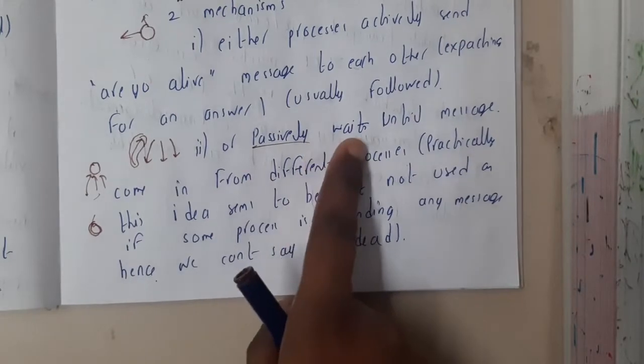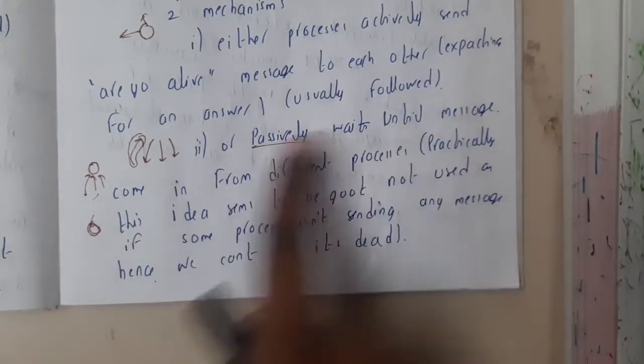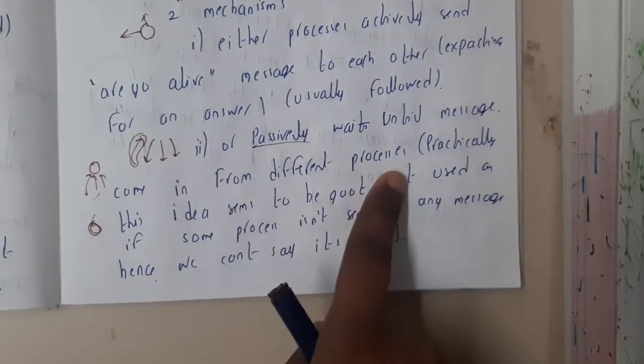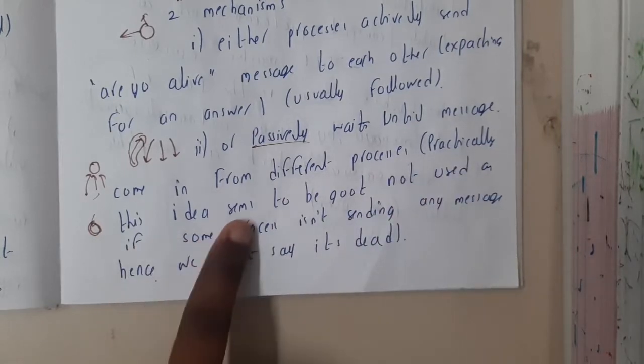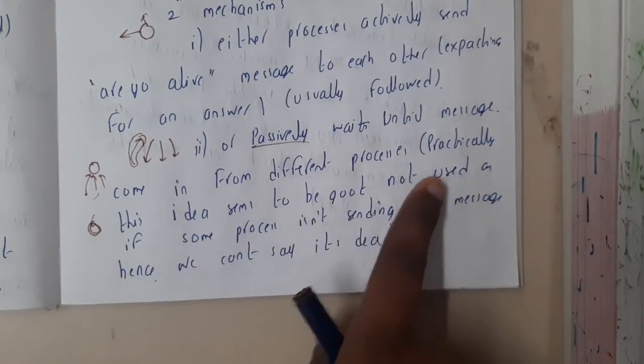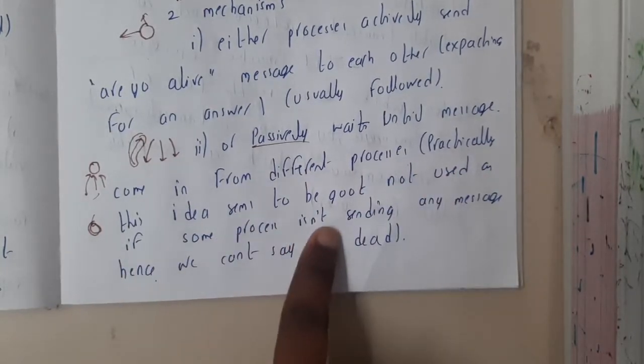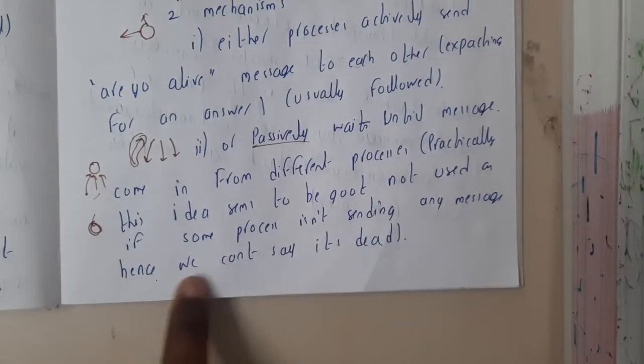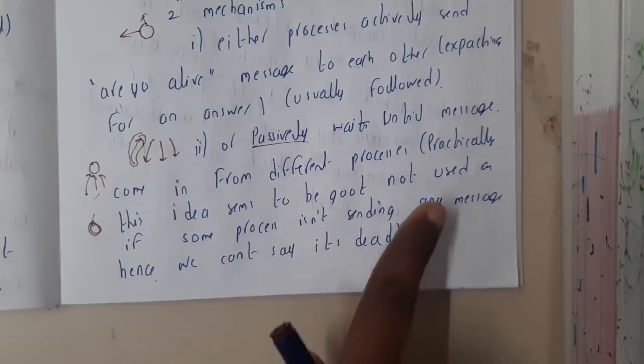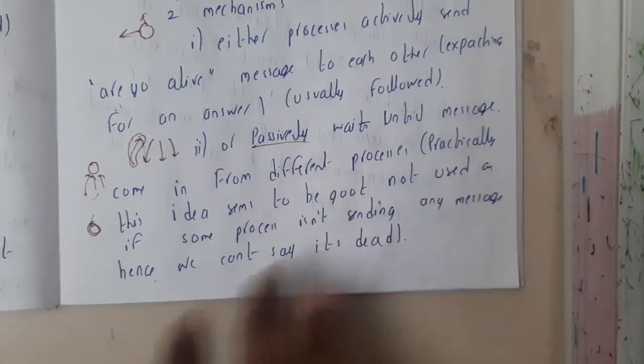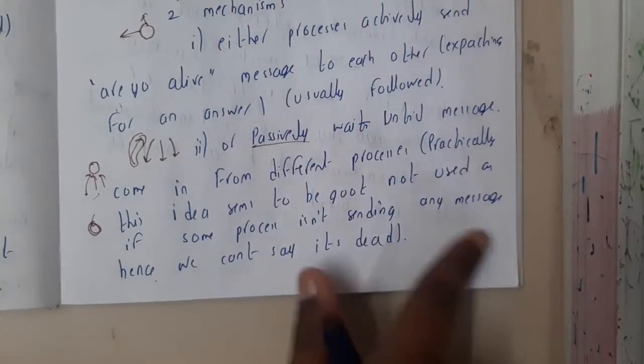So passive means waiting until a message comes in from different processes. Practically this idea seems good, but it is not used, because if some process isn't sending any message, we cannot say it is dead. I hope everyone got a small idea about failure detection.